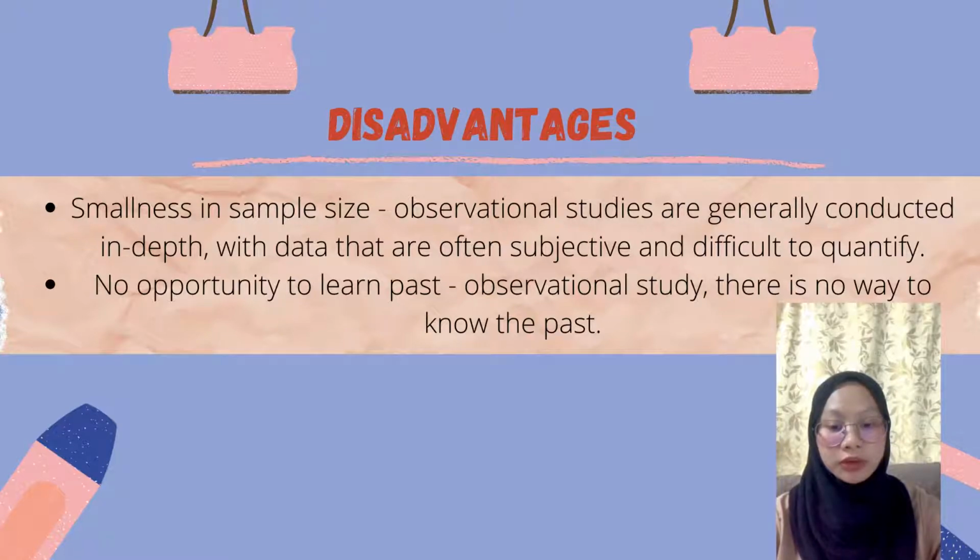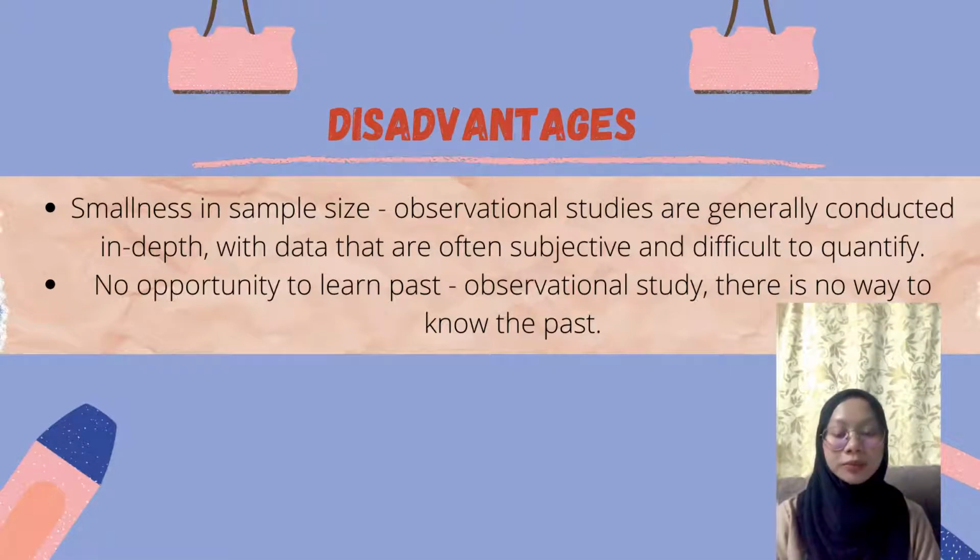I will continue to share with you about next point of disadvantage of the observation method. Okay, the third point is smallness in sample size. Because observational studies are generally conducted in depth with data that are often subjective and difficult to quantify, the sample size is usually kept at a minimum. Also, in a depth of the observation studies generally require that they are conducted over an extended period than the survey method or experiments. This further tends to limit the size of the sample.